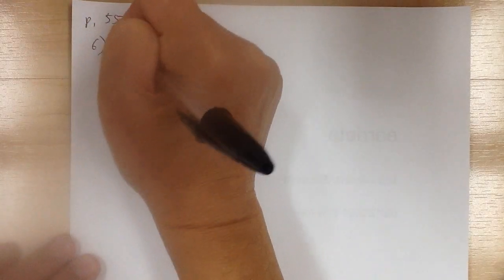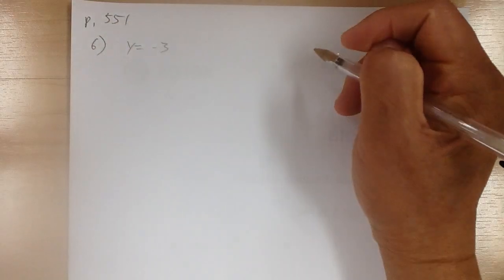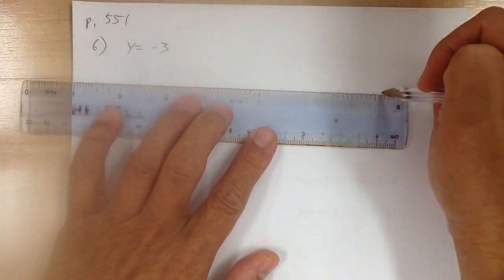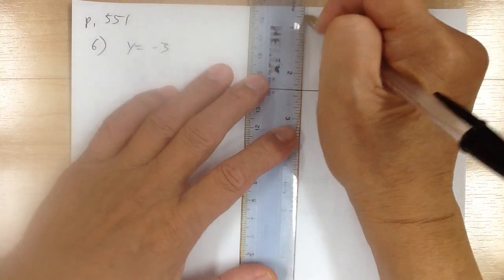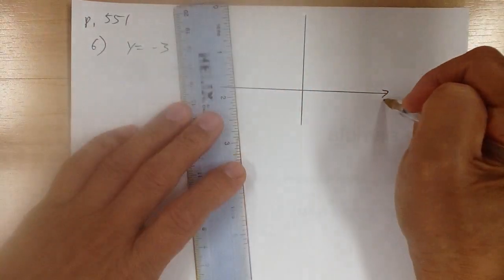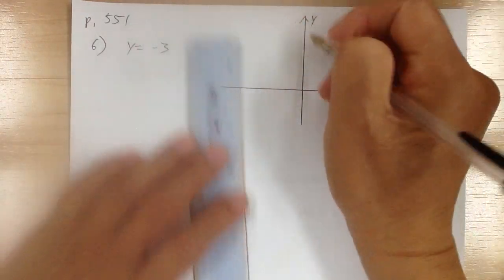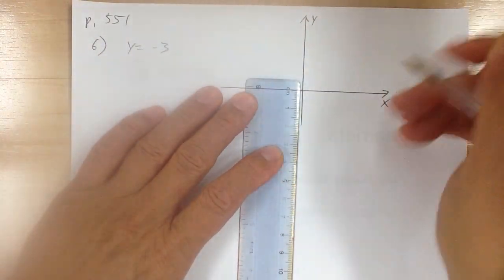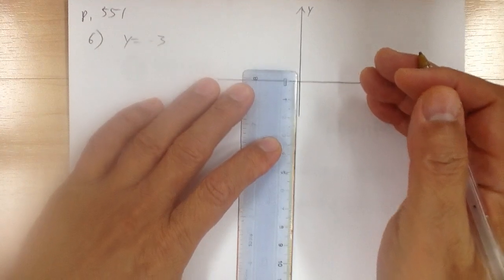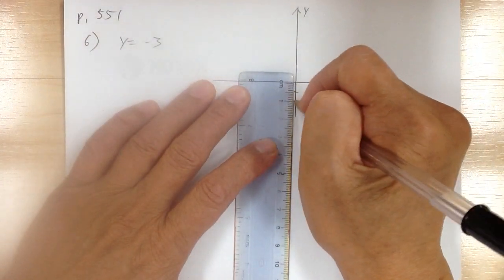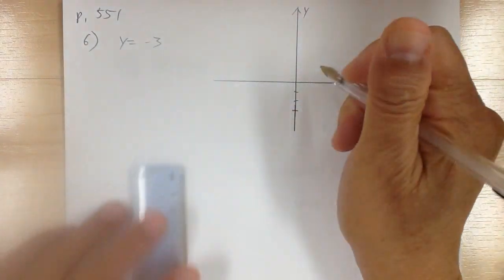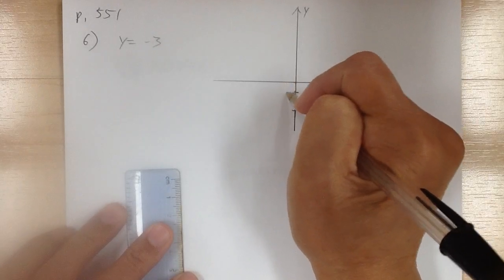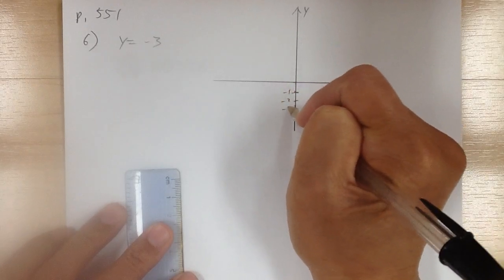Okay, number 6, you have y equal to -3. Now for this one, you don't even need to get a point. You can just think of a number line. So y equal to -3. So don't even worry about the x. All you have to do is look at the y. So over here y equal to 0, then over here y equal to -1, -2, -3.